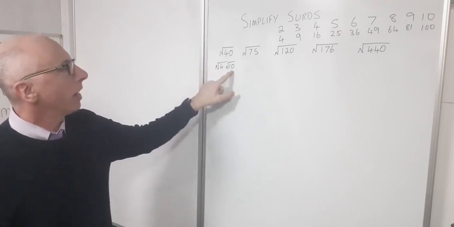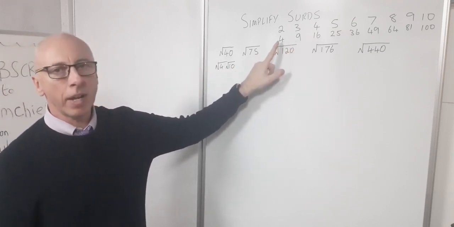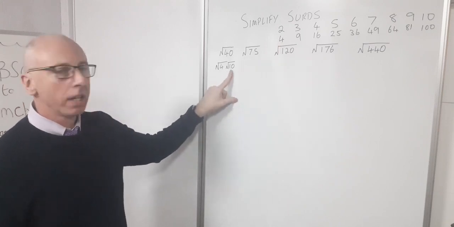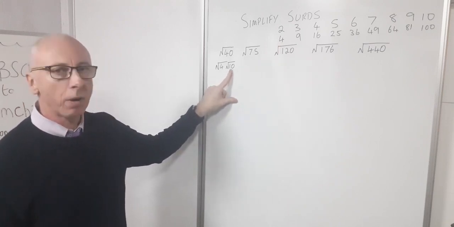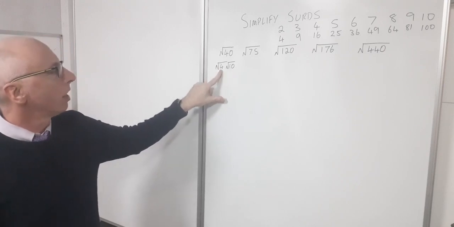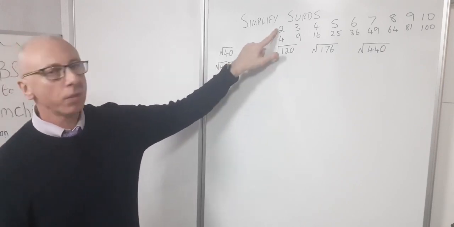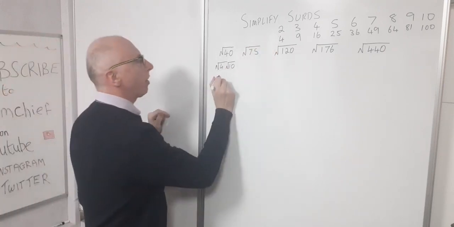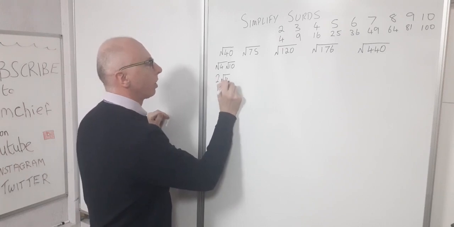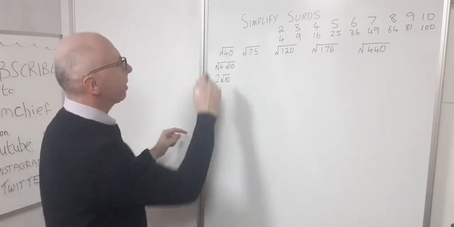Now square root of 10, I can't divide that by any more of these, so I know this is in irrational form. So square root of 10 will stay like this, but square root of 4, we know that is 2. So then our answer will be 2 root 10. So that's the answer to my first one.